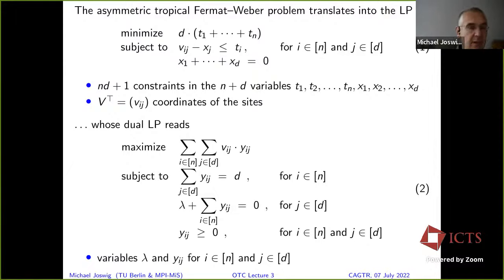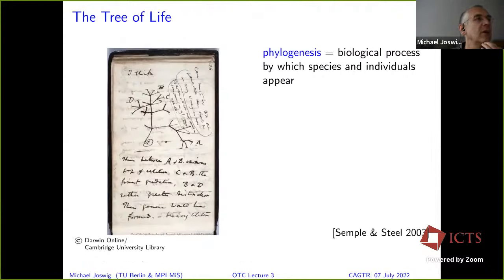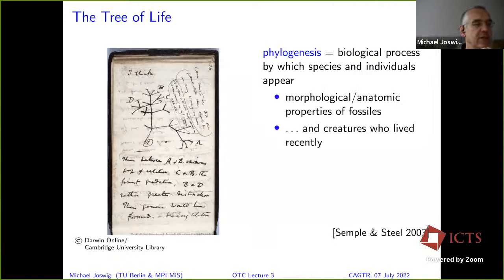Okay, but I still have 2 or 3 more minutes, and now I would like to explain to you why this complexity result is good news, because we actually want to compute Fermat-Weber sets. The context is biology, where we are interested in finding phylogenetic trees, and what you see on the left-hand side is a page of a notebook of Darwin, which is supposed to be the first visual of a phylogenetic tree. And the more recent source is the standard textbook by Semple and Steel. Phylogenetic trees have been studied since Darwin and have been created by a number of techniques.